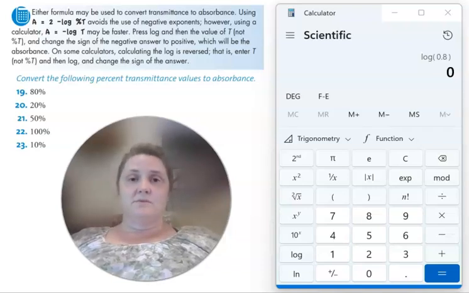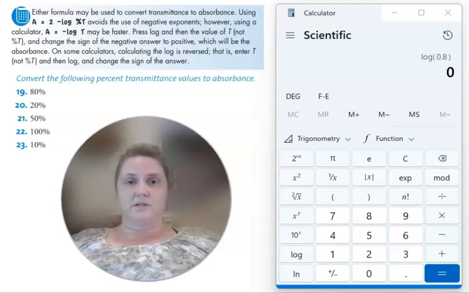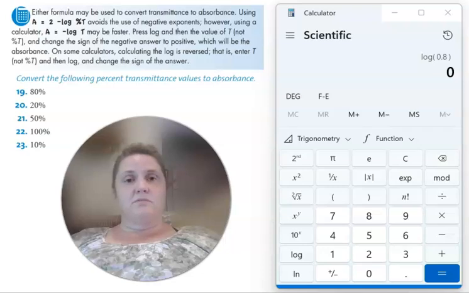Welcome back to MLT 115. Today we're going to be doing some practice problems to go along with the spectrophotometry lecture. We're going to be working problems in your textbook on page 174. For these problems, you will need a simple scientific calculator.